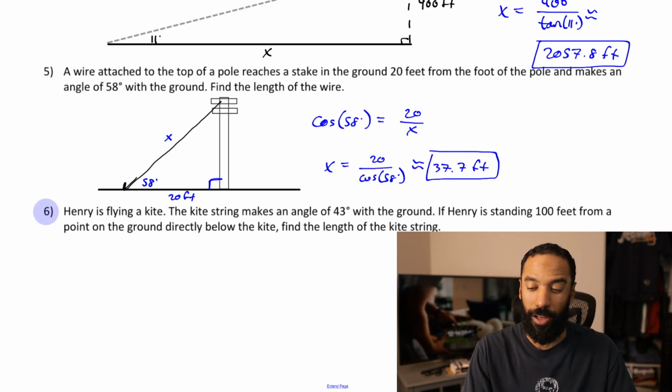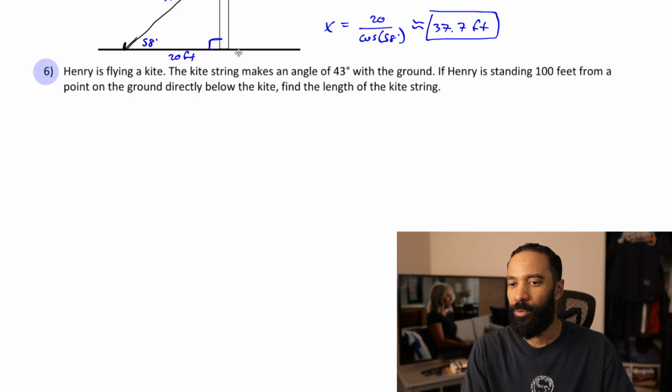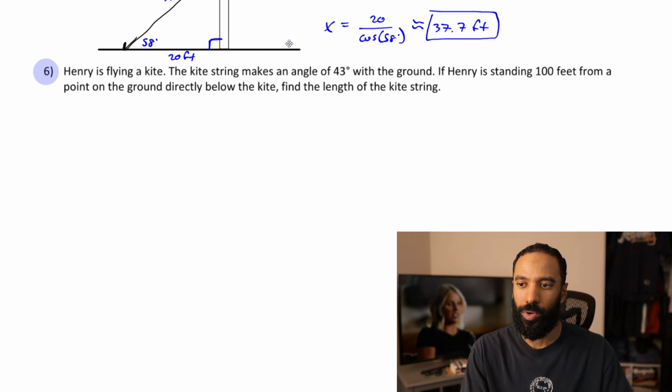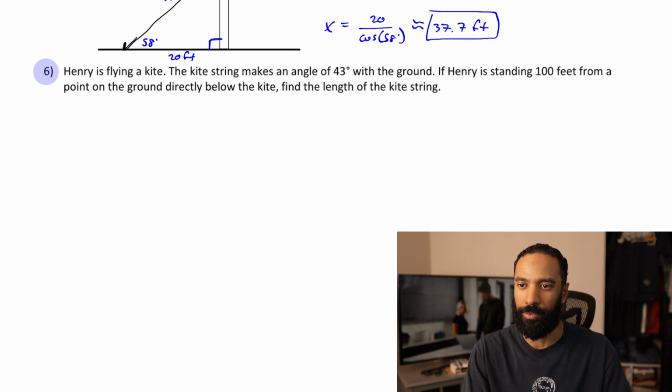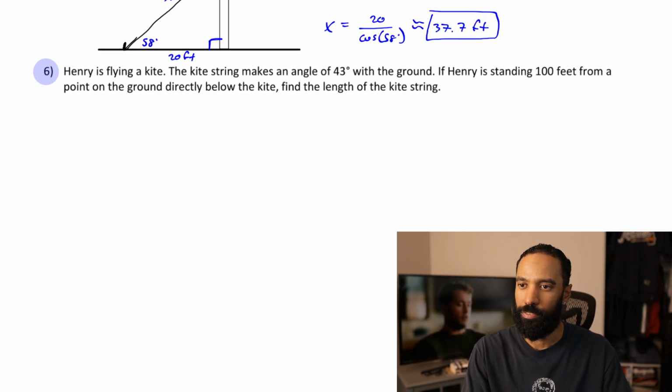Last question. And then I'll have another video on trig of angle things, but this is just a worksheet. Henry is flying a kite. The kite string makes an angle of 43 degrees with the ground. If Henry is standing 100 feet from a point on the ground directly below the kite, find the length of the kite string.